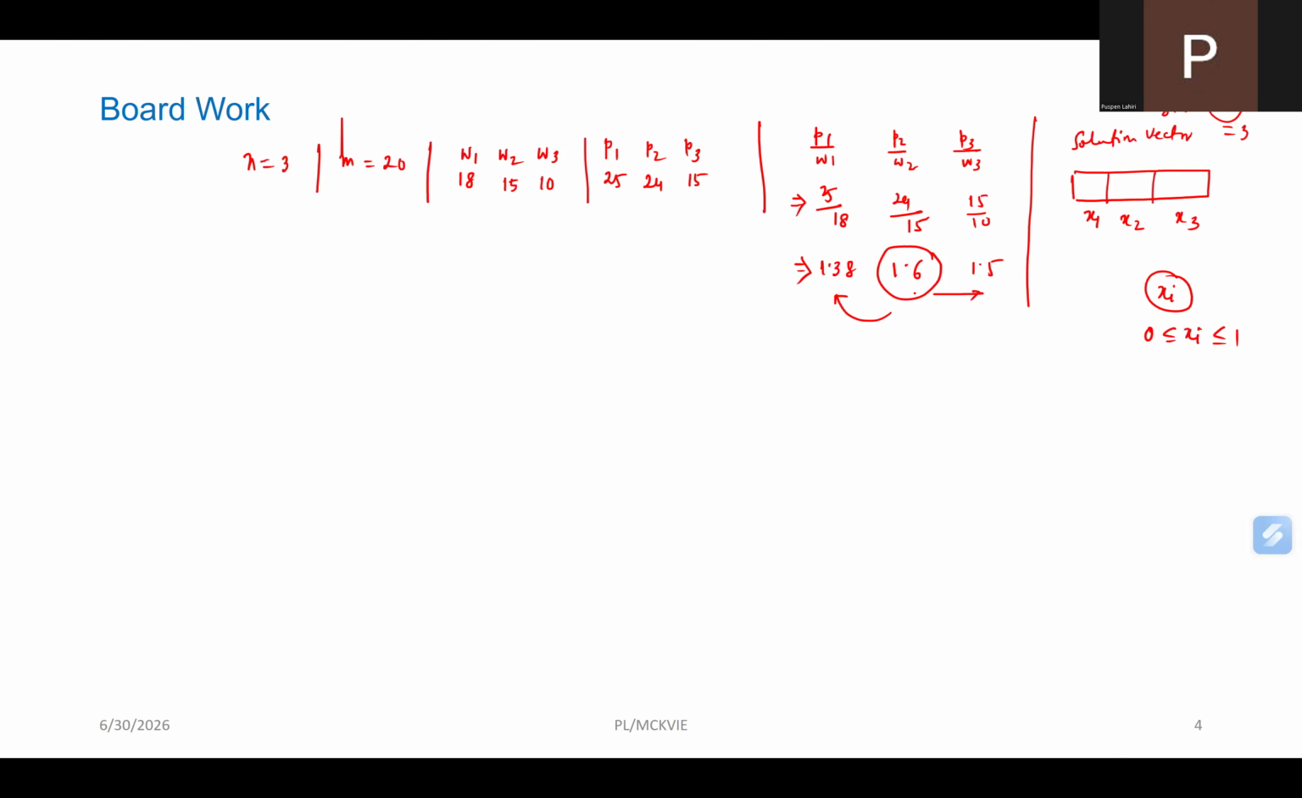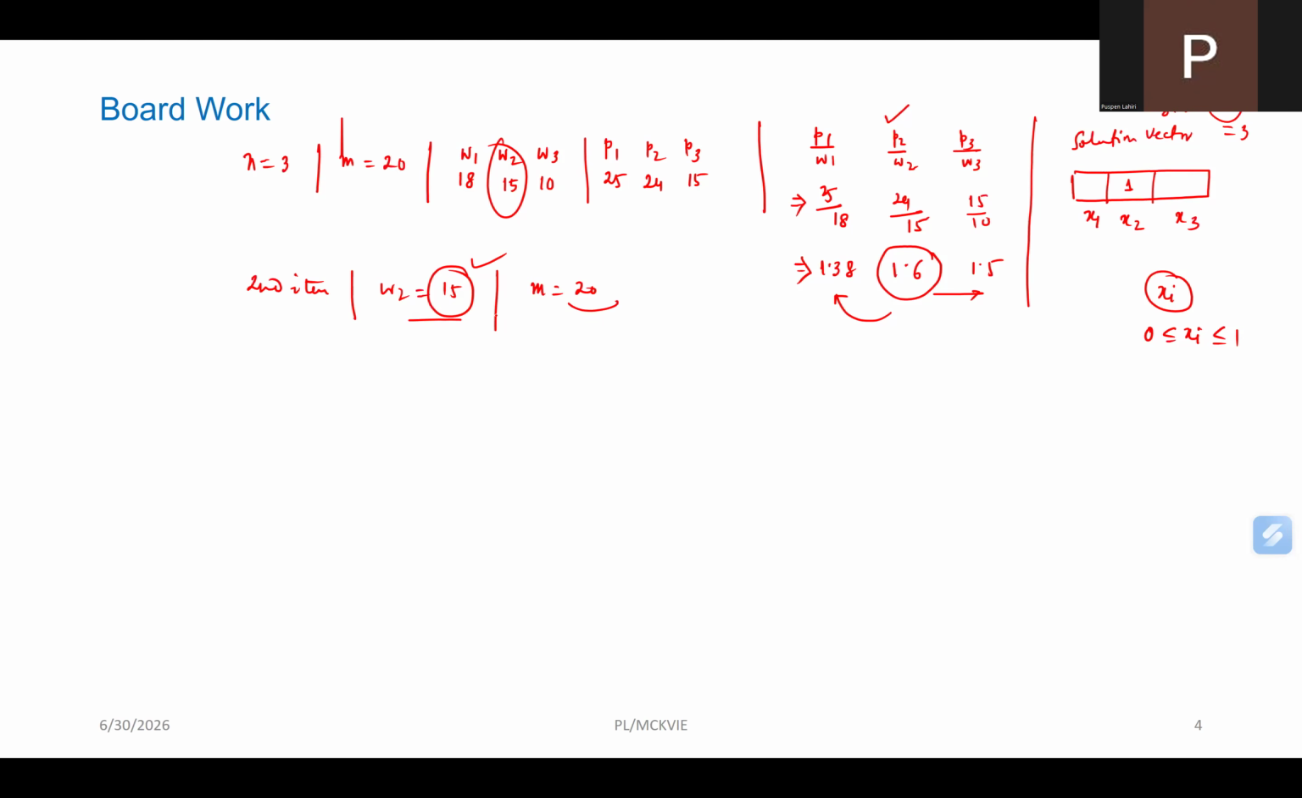Based on the observation, I have found that the second item has the highest ratio. So I have to select the second item first. What is the weight of the second item, W2? It is 15. What is the knapsack capacity M? It is 20. So yes, the second item can be fully utilized because the bag capacity is 20. It can take the full second item into the bag. So we are going to utilize the full second item, and definitely the contributing factor of the second item is 1.